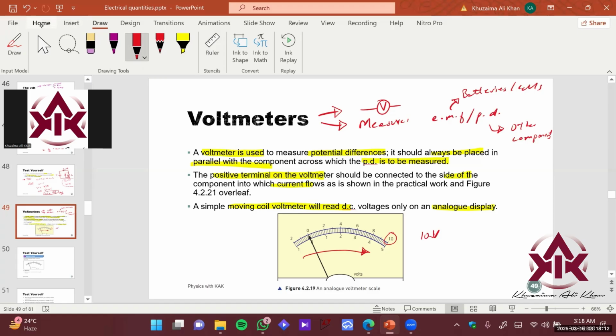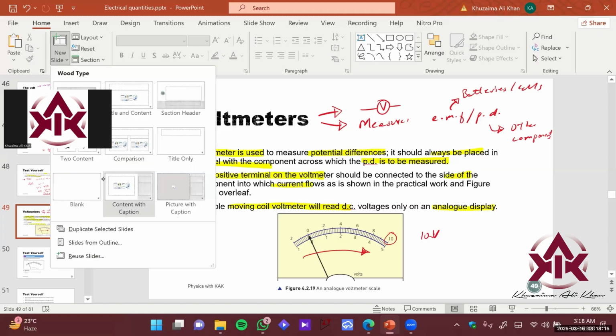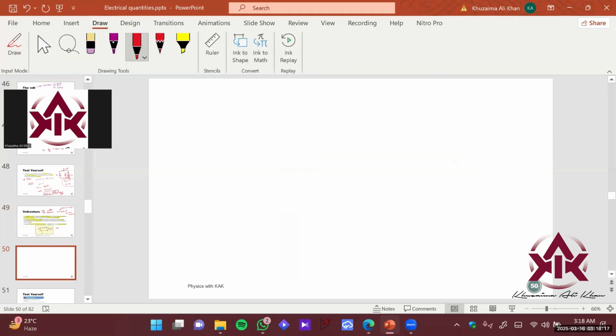Let's see the schematic of the circuit here. How do we attach it in the circuit? Let's say again we have a battery here, and then we have, let's say, a resistor here.